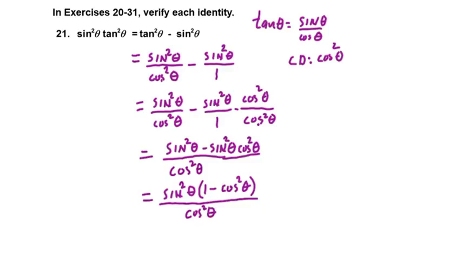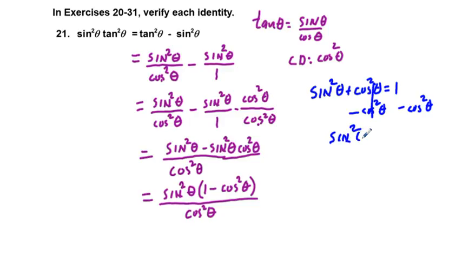Now, if we take the first Pythagorean identity, sine squared theta plus cosine squared theta equals 1, if we subtract cosine squared theta from both sides of this identity, we get sine squared theta is equal to 1 minus cosine squared theta. So we can replace this 1 minus cosine squared theta with sine squared theta.